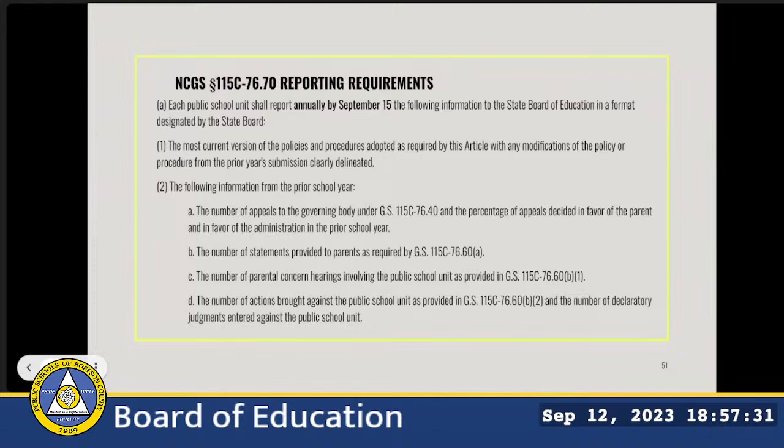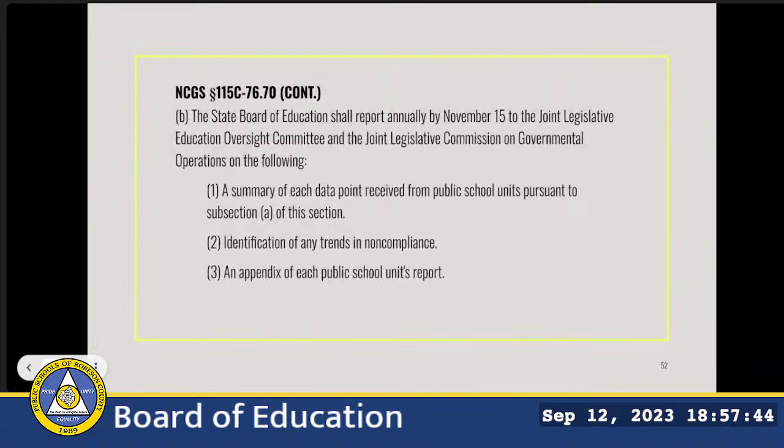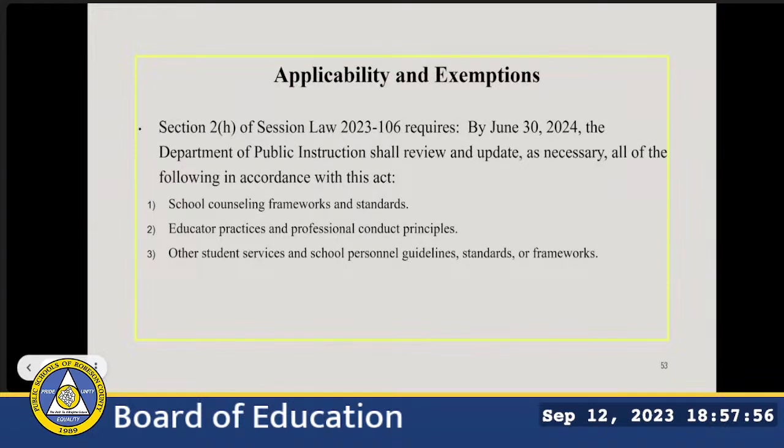And then you also have to include the number of appeals that you've had under the previous section that we talked about and the number of parental concern hearings that you had and what the outcome was. And so you got to report on how you're implementing the Parents' Bill of Rights. And then the State Board of Education has to compile a report and submit that to the General Assembly showing the report for every school system that it got and summary data dealing with all of that. There is an exemption in here.